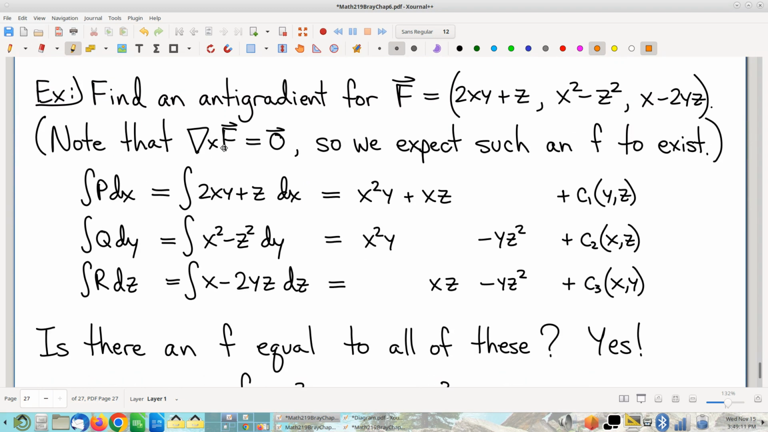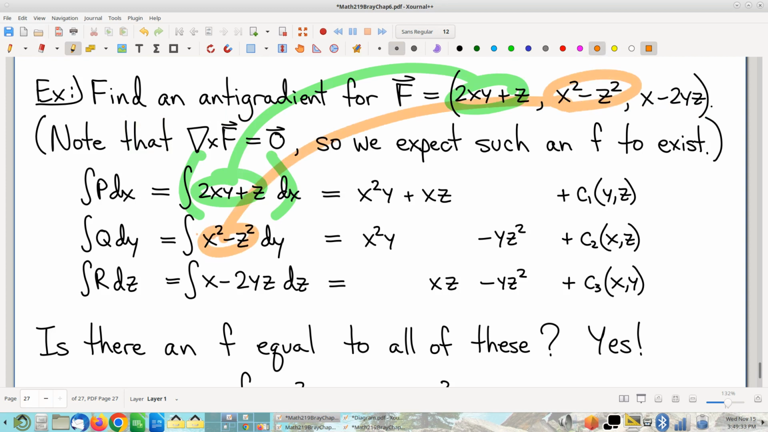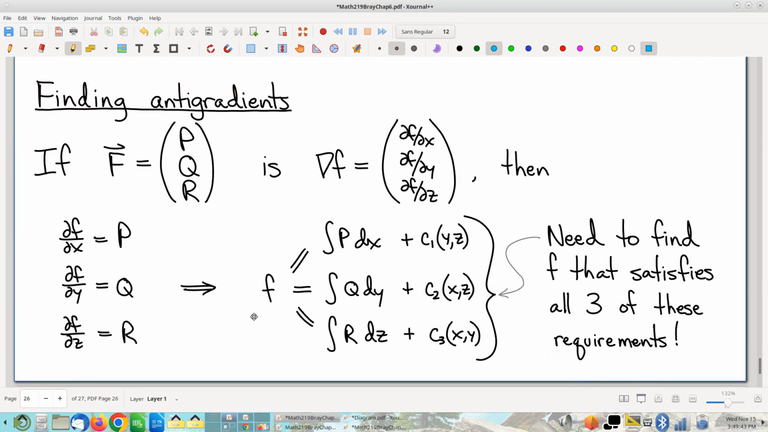Here we go. Okay, so here's a vector field. How would I find an antigradient for that vector field? Following the formula on the previous page, I need to take the first coordinate, take the x antipartial. The second coordinate, I need to take the y antipartial. And the third coordinate, I need to take the z antipartial. Right? Just totally following this on the previous page.